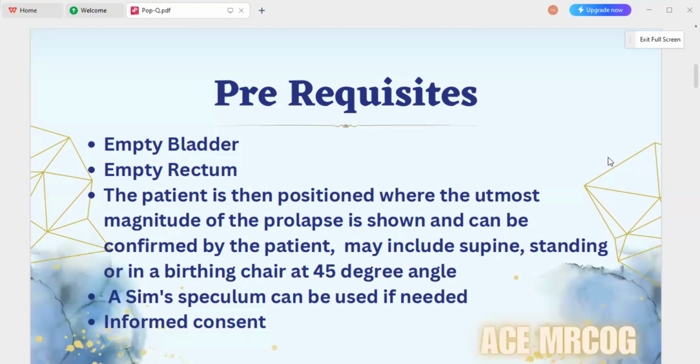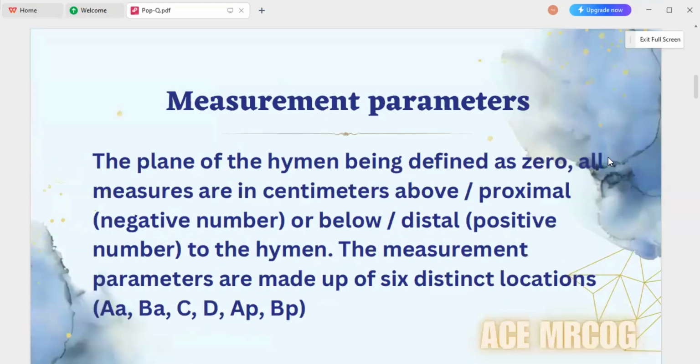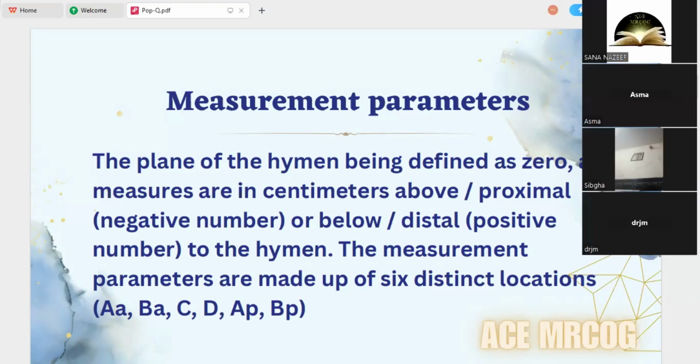Now coming to the prolapse itself. Let me tell you what the parameter for measuring is. It is basically the hymen. The hymen is defined as 0, and usually we measure in centimeters. Whatever numbers are proximal to the hymen are negative numbers, and those that are distal to the hymen are positive numbers. Or, simply put, if any part of the prolapse is behind the hymen and has not come out of the hymen, then it is a negative number, and if the prolapse comes out of the hymen, then it becomes a positive number.